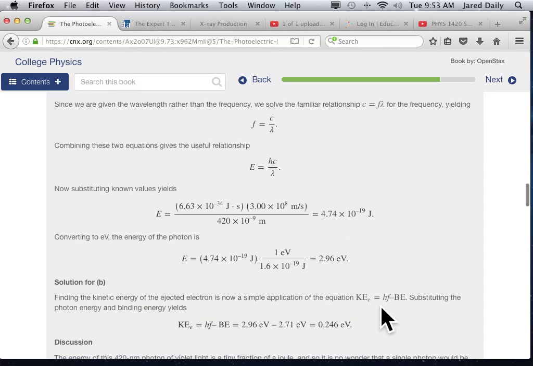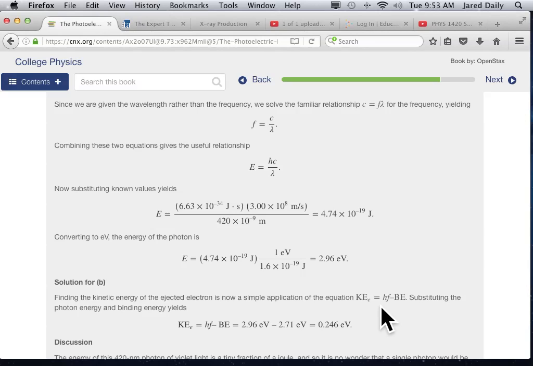Now, if we're going to convert that to electron volts, remember there's 1 electron volt per 1.6 times 10 to the minus 19 joules. Remember, it has to do with the energy of the charge of an electron. So you divide by 1.6 times 10 to the minus 19 joules to get electron volts, and you get 2.96 electron volts per photon of 420 nanometer light.